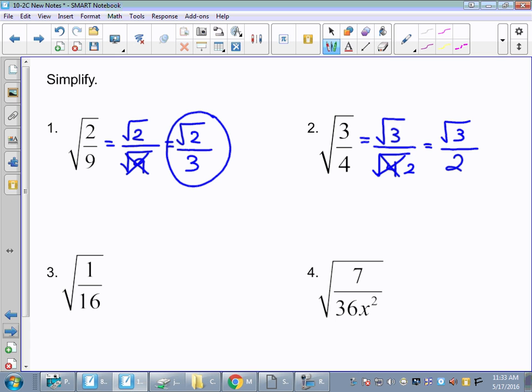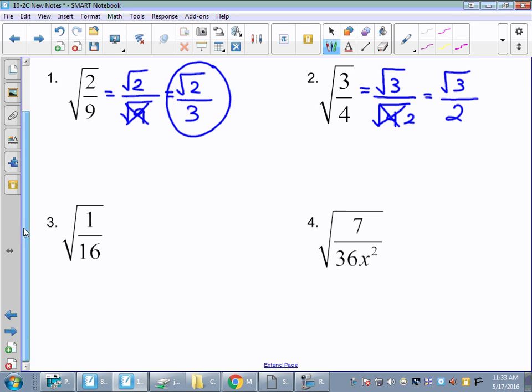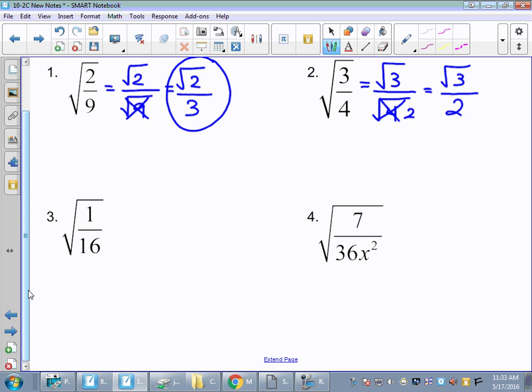Number 3, one more time. We got the square root of a fraction. So the very first step that I want to see on your homework is separating it into two separate radicals. Then the square root of 1 is perfect. It is the smallest perfect square, 1. And the square root of 16 is 4. So we end up with 1/4. So in number 3, all of the radicals went away.